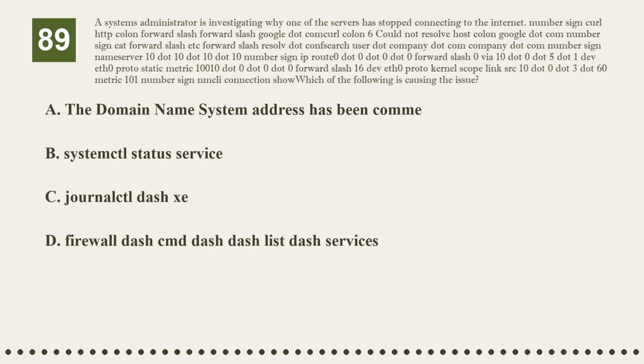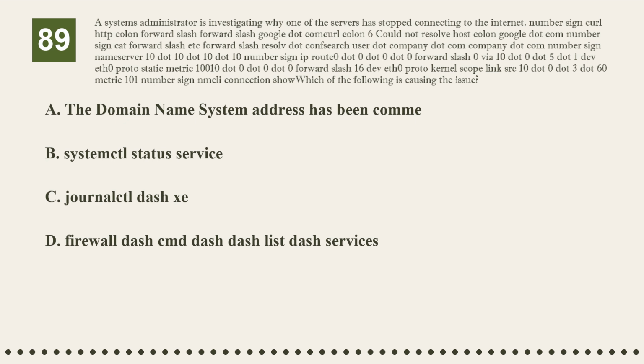Question 89. A systems administrator is investigating why one of the servers has stopped connecting to the internet. # curl http://google.com curl: (6) could not resolve host google.com. cat /etc/resolv.conf search user.company.com company.com nameserver 10.10.10.10. ip route: default via 10.0.5.1 dev eth0 proto static metric 10000, and 10.0.0.0/16 dev eth0 proto kernel scope link src 10.0.3.60 metric 101.